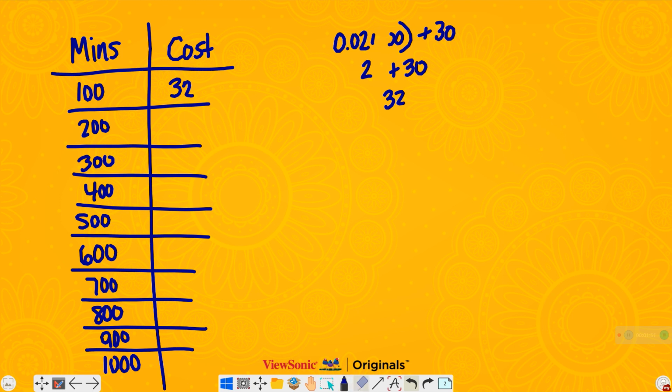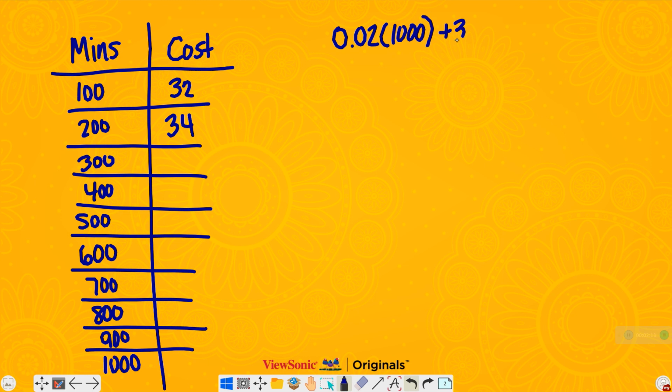If I were to swap that out with a 200 instead, that would give me 4 plus 30 makes 34. If I were to swap that out with 1,000, a 1,000 times 0.02 would be 20, and 20 plus 30 is 50. I could swap it out with 500. 500 times 0.02 gives me 10, and 10 plus 30 is 40. Go ahead and fill in the rest of that table on your own by swapping out the inputs with the number of minutes.